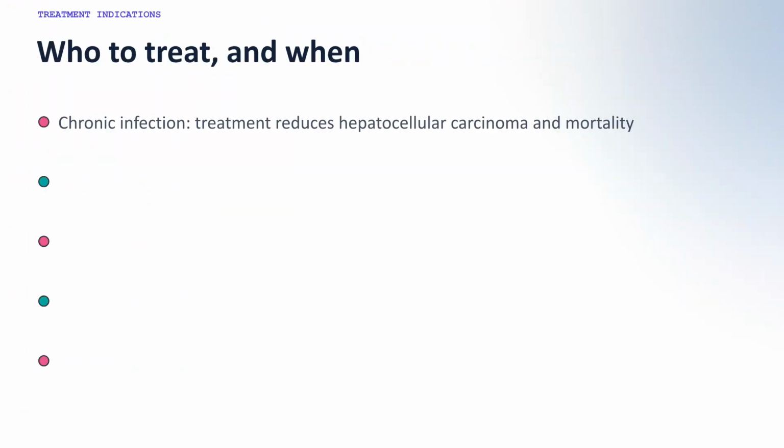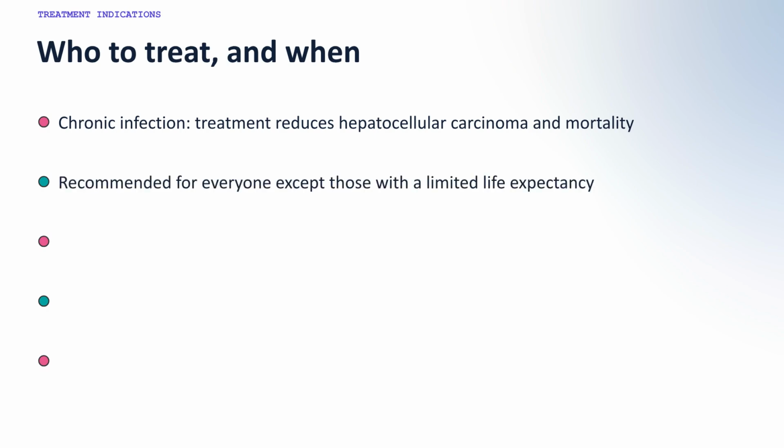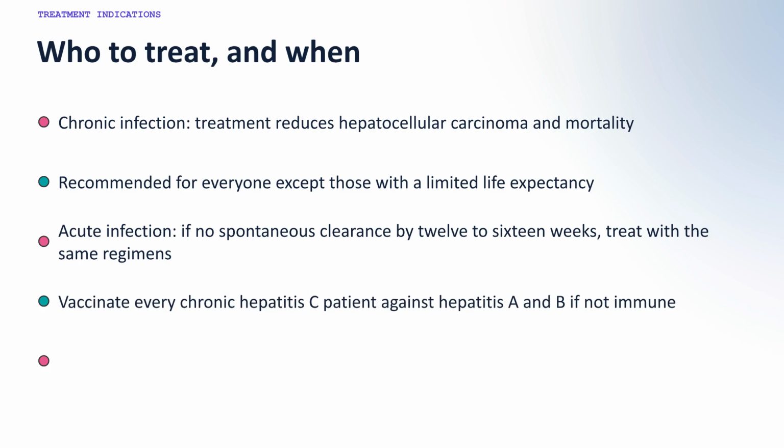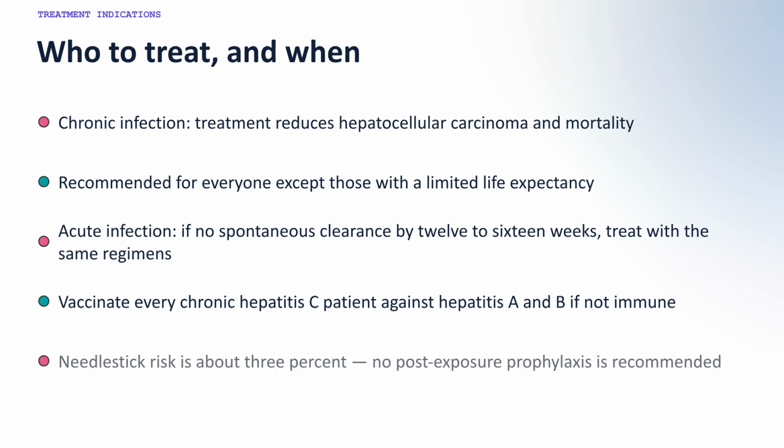Who to treat? For chronic infection, treatment reduces hepatocellular carcinoma and mortality, and it is recommended for everyone except those with a limited life expectancy from another cause. For acute infection, wait to see if it clears. If it has not cleared by 12 to 16 weeks, treat with the same regimens. Vaccinate every chronic hepatitis C patient against hepatitis A and hepatitis B if they are not already immune. And note that needle stick risk is about 3%, and there is no recommended post-exposure prophylaxis.